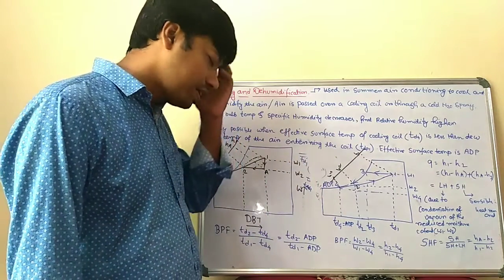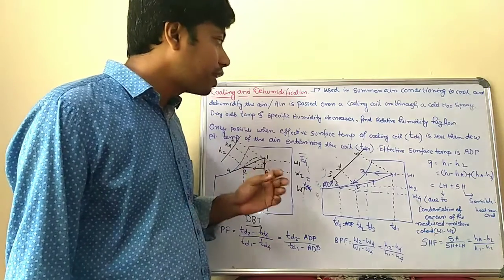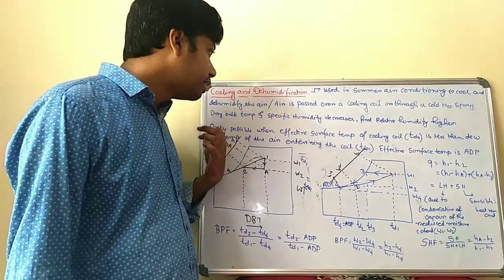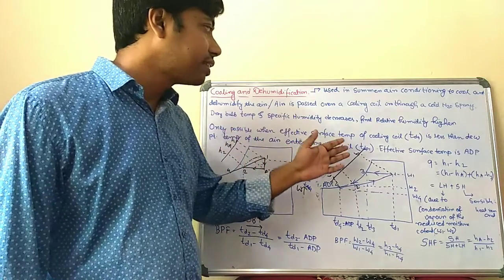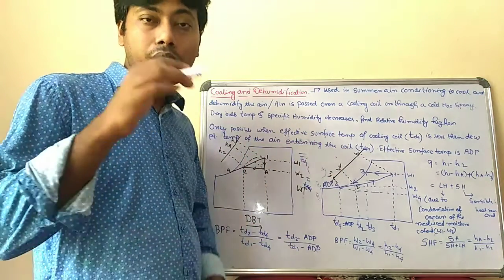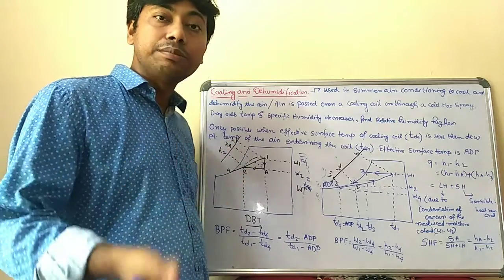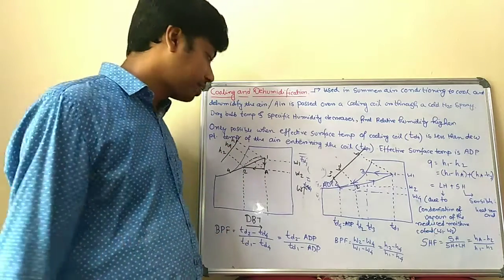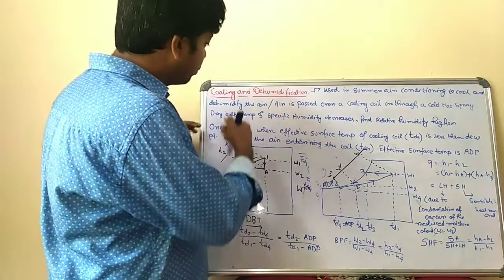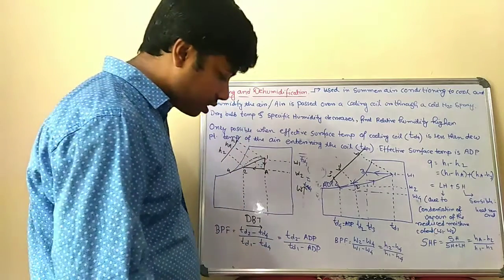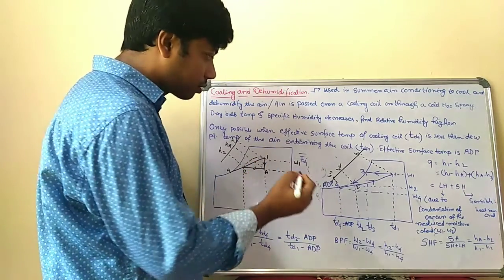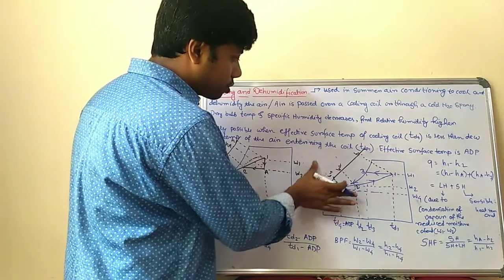Final relative humidity is higher only when the effective surface temperature of the cooling coil, that is TD4, is less than the dew point temperature of the air entering the coil. The effective surface temperature of the coil, which is shown in the diagram, is TADP, the apparatus dew point temperature. Now suppose this is your psychrometric chart in which the cooling and dehumidification process is shown. So when the air enters through a particular duct of a system, suppose this is your system.